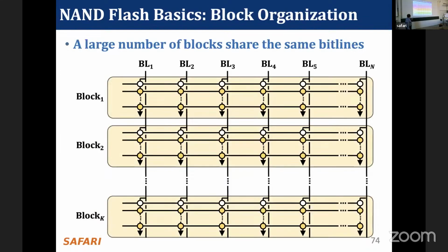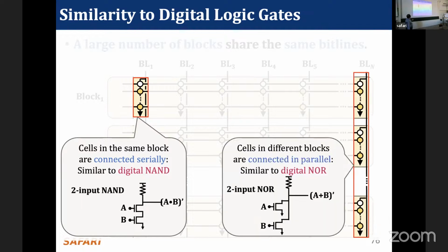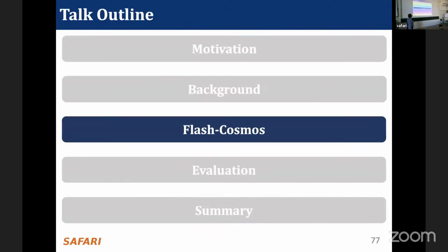Okay, so from this figure, you can see that internally, intra-block, cells in the same block are connected serially, similar to a digital NAND circuit. And inter-block, they are connected to the bit line in parallel, so they are really like a digital NOR. And that's the key insight that we have here to design Flash Cosmos.